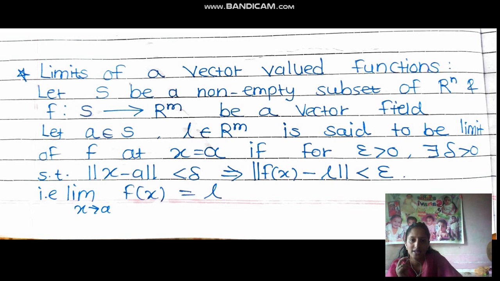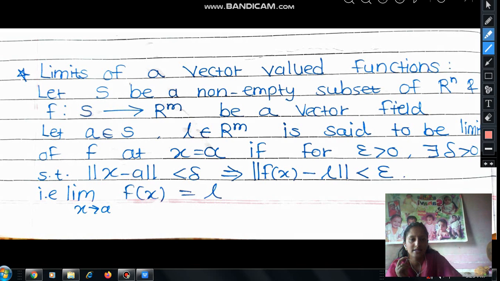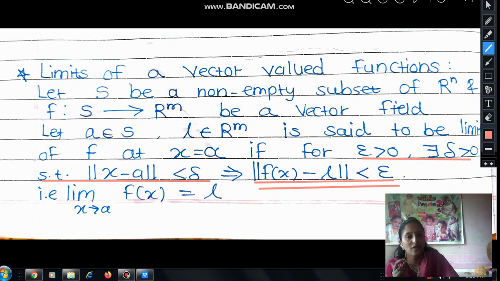Let a belongs to S and L belongs to Rn. L is said to be limit of function f at x equal to a if, the definition is the same, for epsilon greater than 0, there exists delta greater than 0 such that norm of x minus a is less than delta implies norm of f of x minus L is less than epsilon. This is very important. Modulus of f of x minus L is norm of f of x minus L less than epsilon. This is the only change in the definition of limit of scalar valued function and vector valued function.